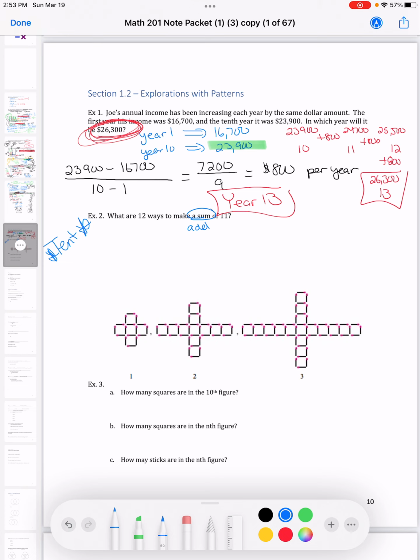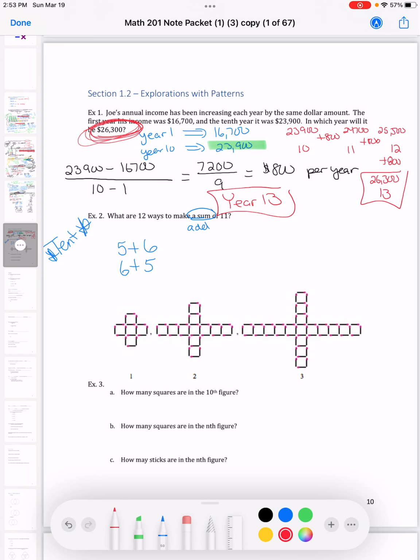So I want you to see if you can come up with 12 different ways to make a sum of 11. So for instance, like 5 plus 6 is 11. And if you want to put 6 plus 5 as something different, you totally can. I think that's fair game. So go ahead and pause it and see if you can come up with 12 different ways to make a sum of 11. Again, no decimals, negatives, or zeros.